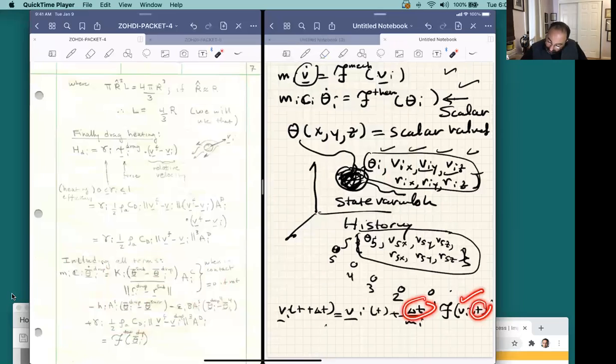You know the delta t because you set it. You know the mass because you know the object. You know the previous velocity. That means you can update the value and get v of t plus delta t. Also at the same time, you have r of t plus delta t of that object is equal to r of i of t plus delta t times v of i of t.